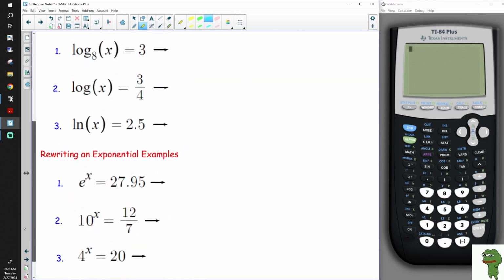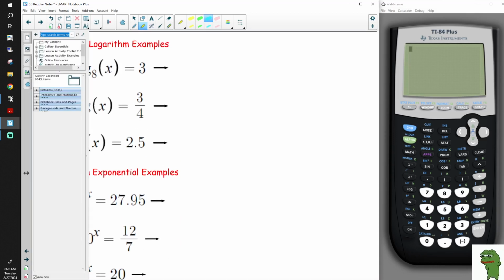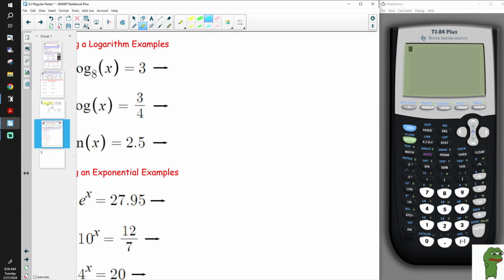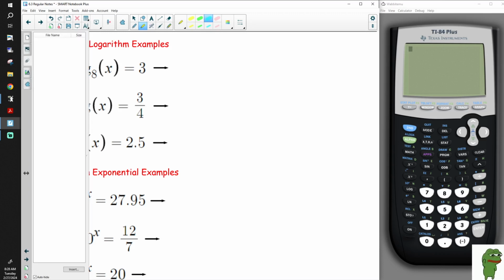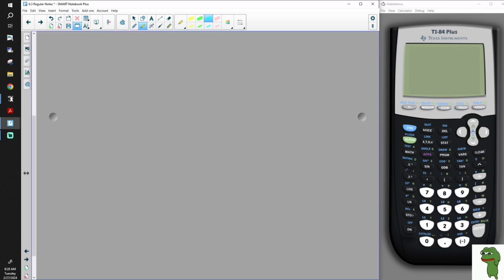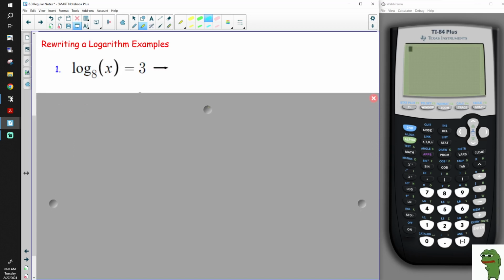Write down example 1. I'm putting up the shade. Remember how. Yeah, I don't know how. Is it right here? Write down example 1.